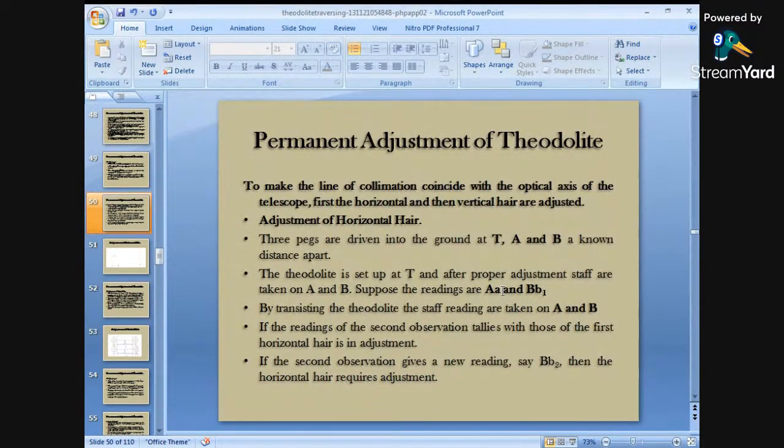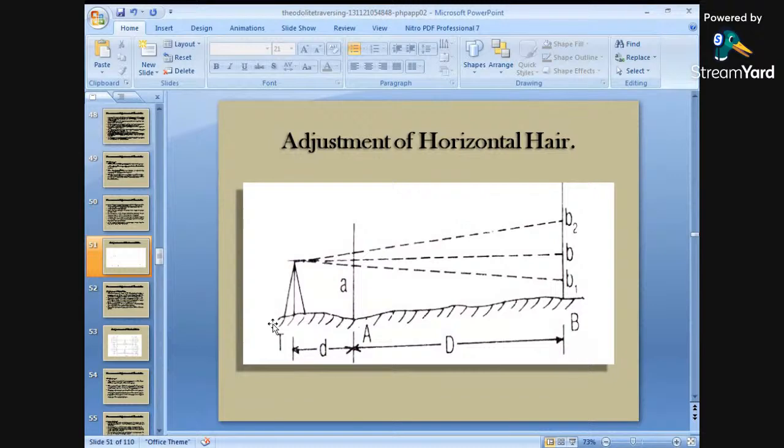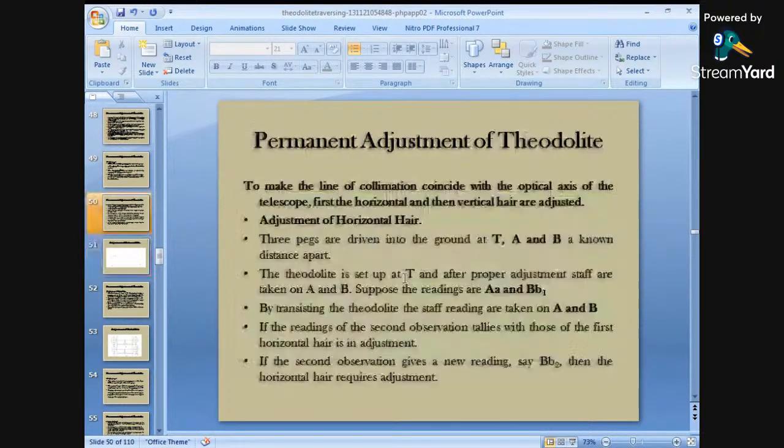So this is the observation at point A, capital A, small a, and this is the observation at point B, capital B, B1. Now by transiting the theodolite, the staff readings are taken on A and B. What you need to do is transit the instrument, turning it by 180 degrees, and again take the readings on A and B. Suppose the readings come out to be A and B.